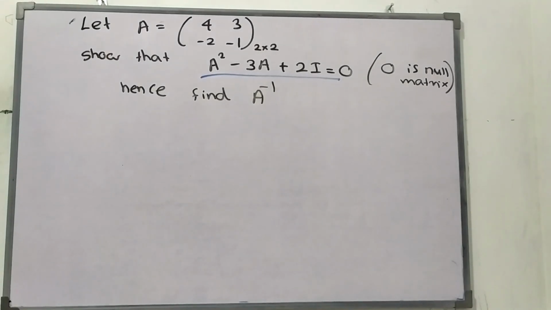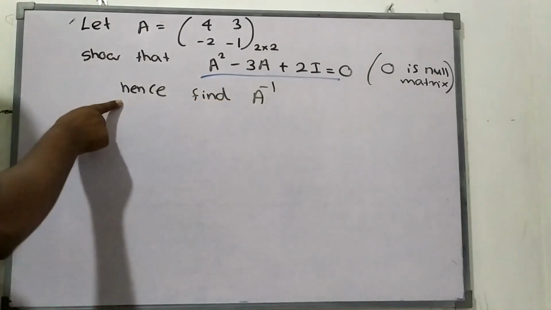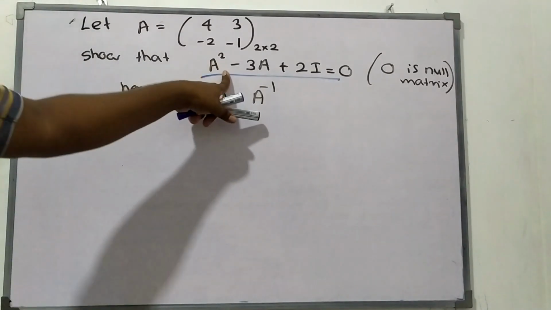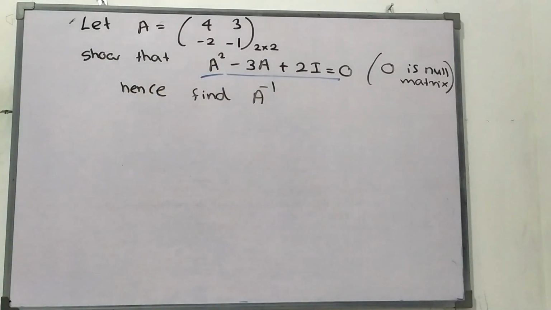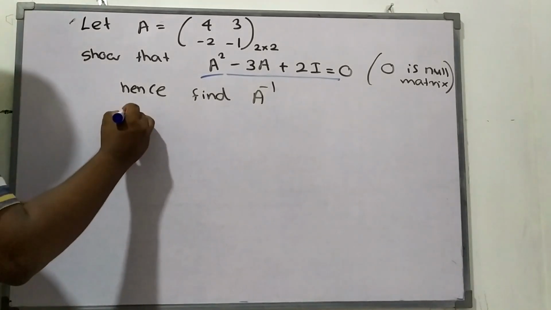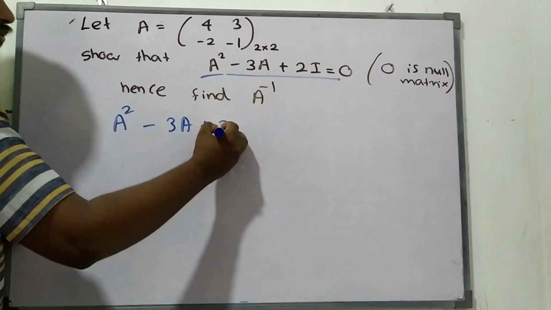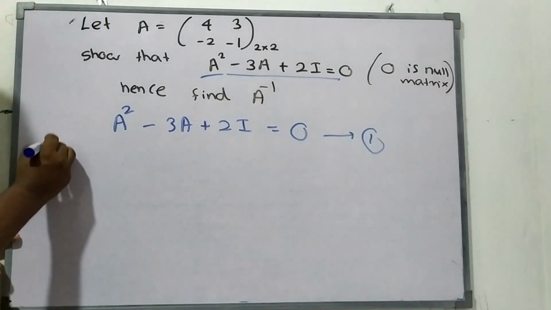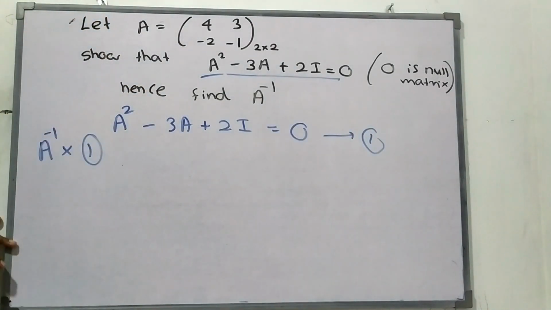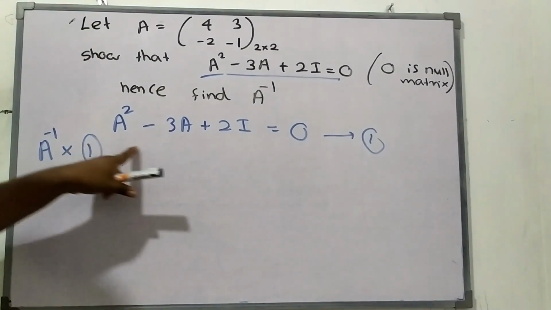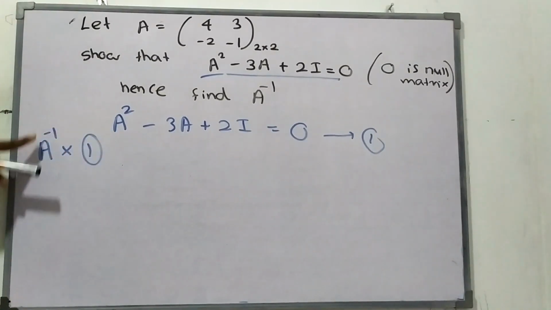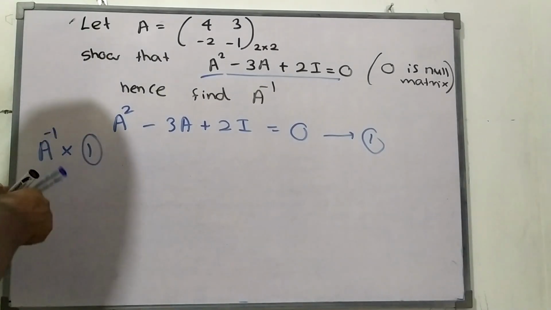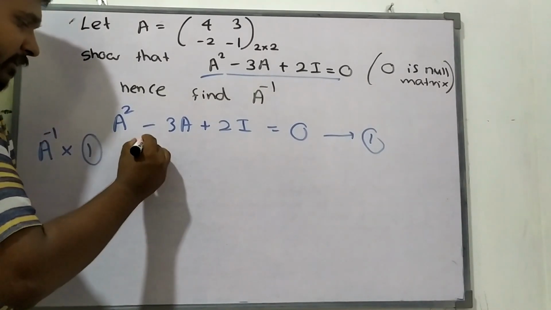Now let's move to how to find A inverse. How to find A inverse using that property, right? Not with the definition of the inverse matrix. So I'm writing it again. A squared minus 3A plus 2I equal to 0. This is my equation number 1. A inverse is multiplied by the equation number 1. So I told you if you are going to multiply something by A inverse, you just put it to the front. Then it will be A inverse.